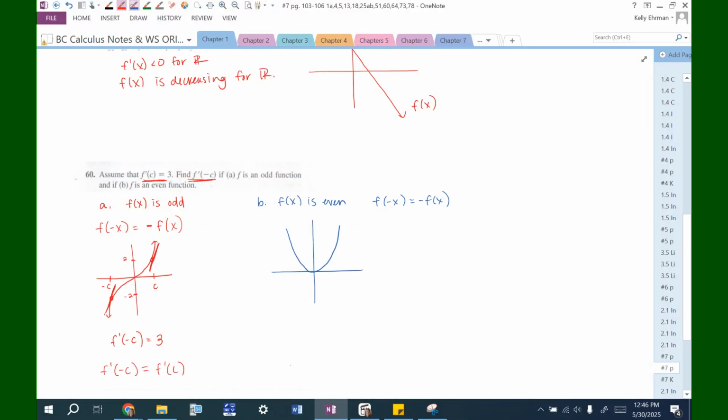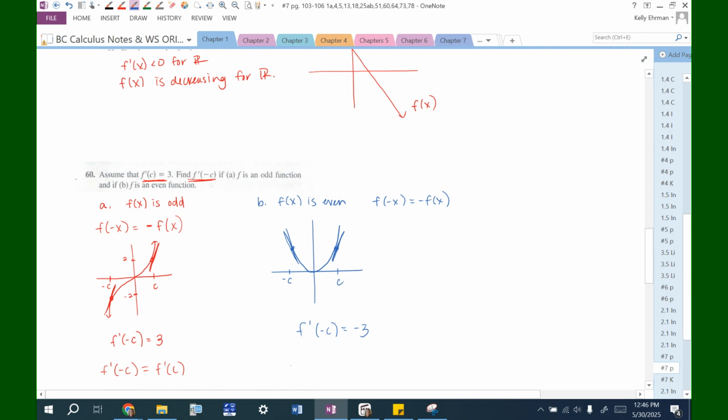Let's take a look at the even function. So I'm going to say c is here and say, yeah, it looks like a 3 slope, sure. So negative c is symmetric across the y-axis. That definitely looks like the negative version of that slope. So I would say in this case, f prime of negative c is probably negative 3.